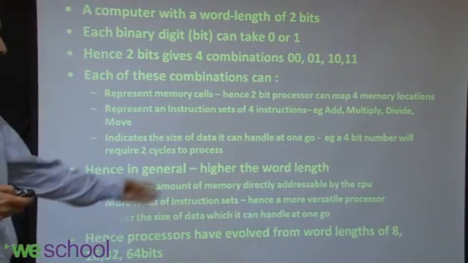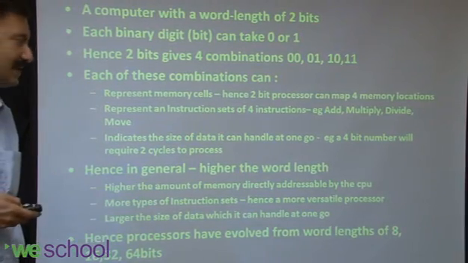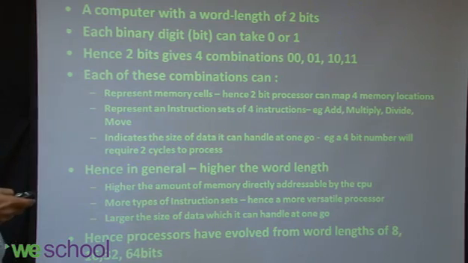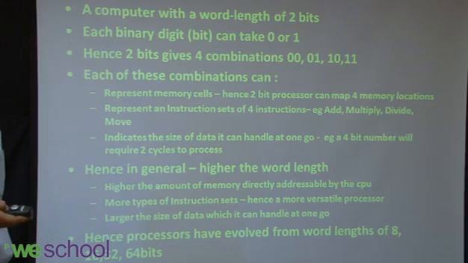Hence, processors in terms of word length have evolved from being 8 bits in the good old days in the 80s, to 16 bits in the late 80s, to 32-bit in the 90s, and to 64 bits that we see today.